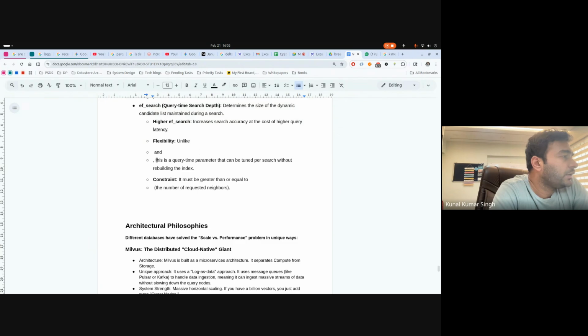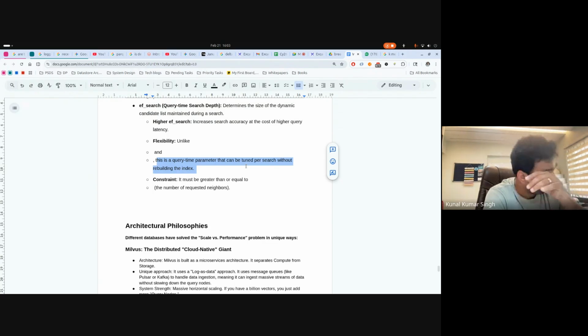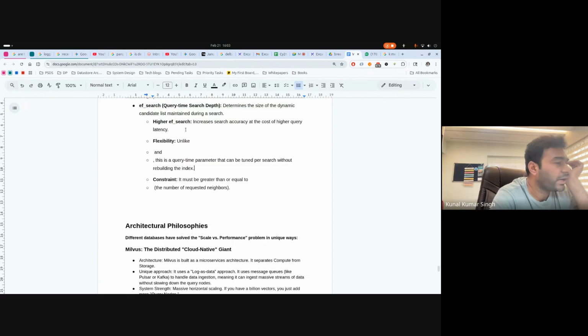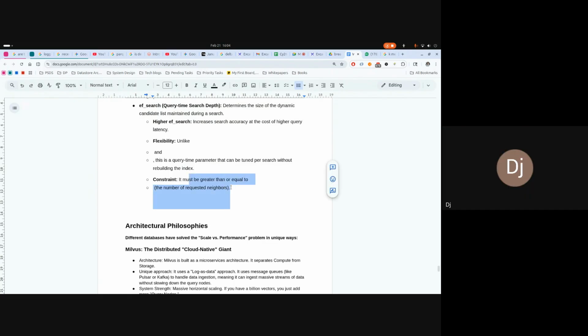Then, this is the query time parameter that can be tuned per search without rebuilding the index. Okay, then maybe this is the value itself that we are giving, let's say I want 50 results or I want 200 results. So I can pass this every time I'm querying, right? So this is like a LIMIT in MySQL, right? You finally return this many values, limit 0 to n. It might be greater than or equal to the number of requested neighbors. So this is the candidate list size.